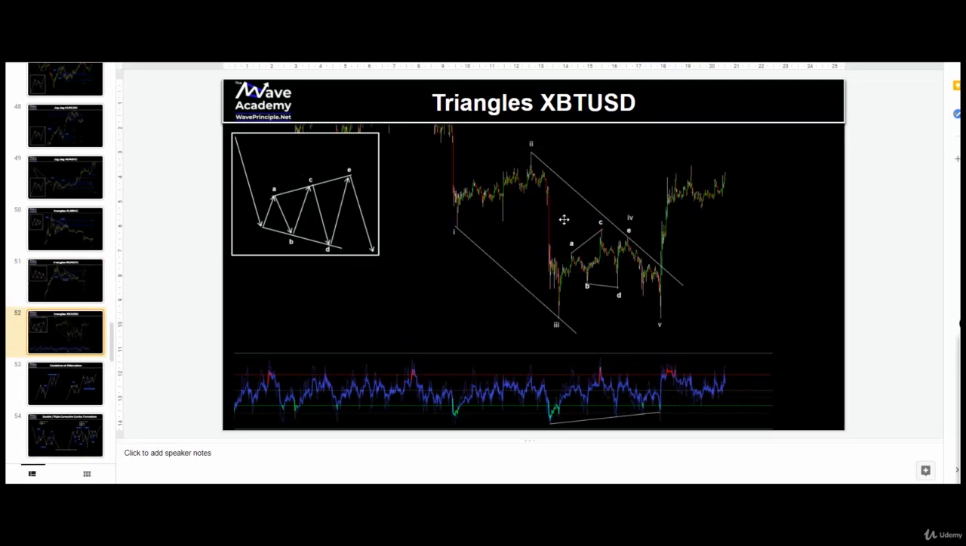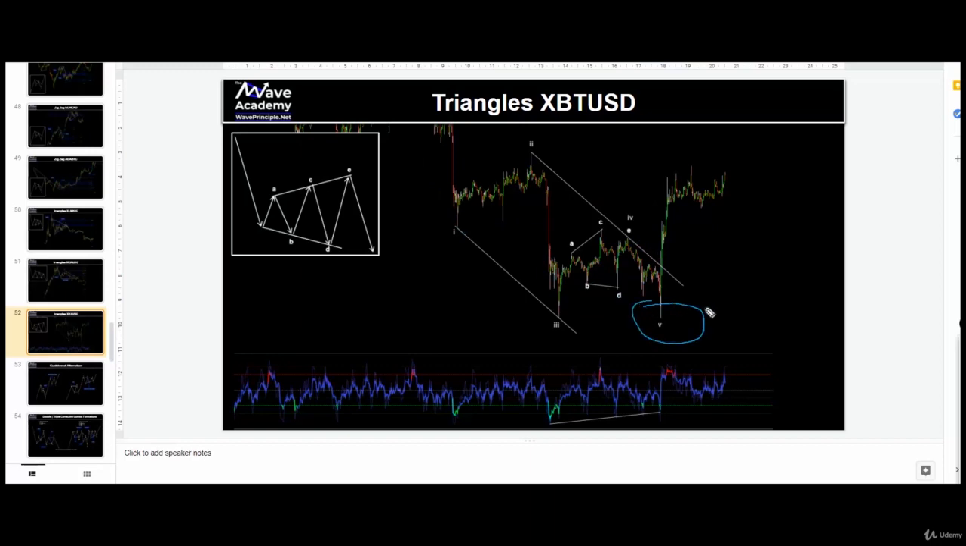Here we have an expanded triangle. It was really interesting to see this because the 5 looks like it's truncated. And you have an A, a B, and C, and D, and E. And E is also truncated, and it has movement down, and then it broke above. Where did it happen? It happened at that wave 4 of this ending diagonal.